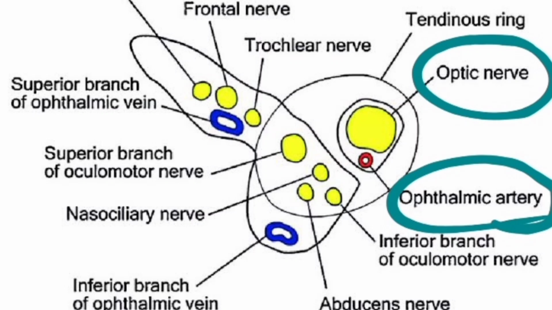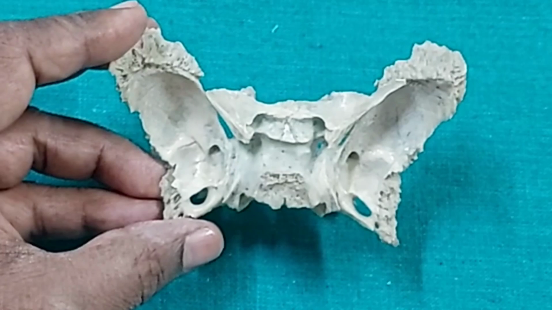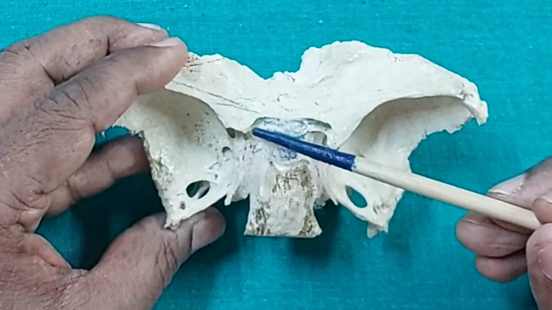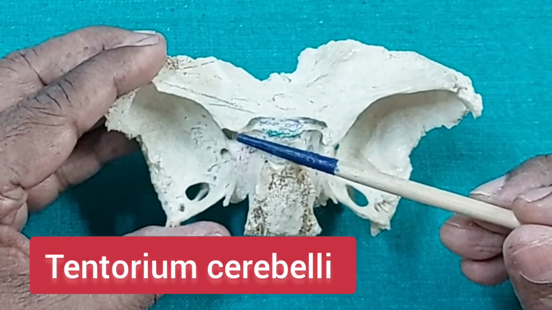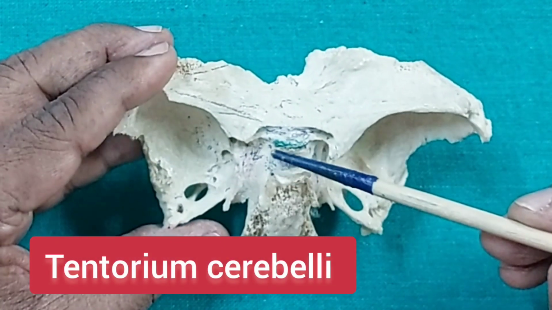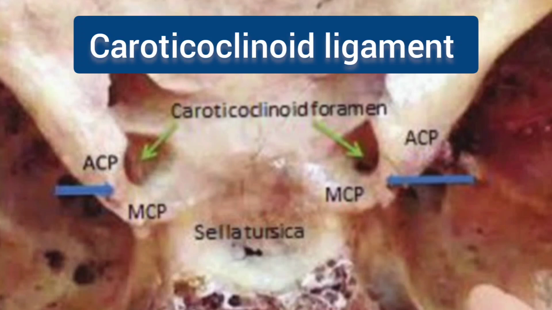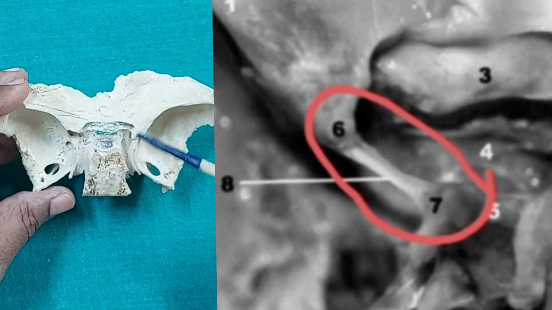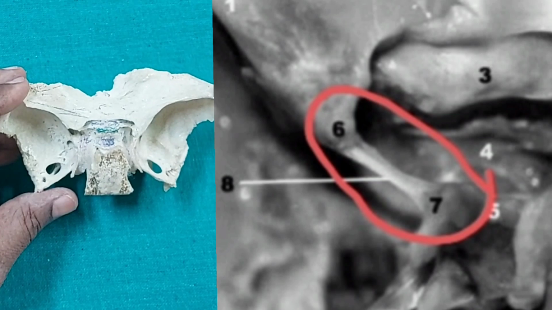The artery lies inferolateral to the optic nerve, and the medial end of this posterior border of the lesser wing forms the anterior clinoid process. Here you will get the attachment of mainly three structures: one is the anterior end of the free margin of tentorium cerebelli, then the caroticoclinoid ligament, and one is the interclinoid ligament extending between the anterior and posterior clinoid process.